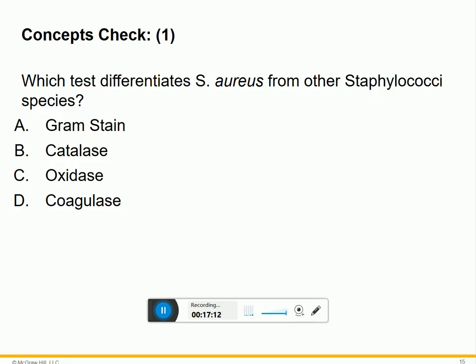So our first concept check here: what test would you do to differentiate Staph aureus from other staphylococcal species? So if you answered coagulase, you are correct.